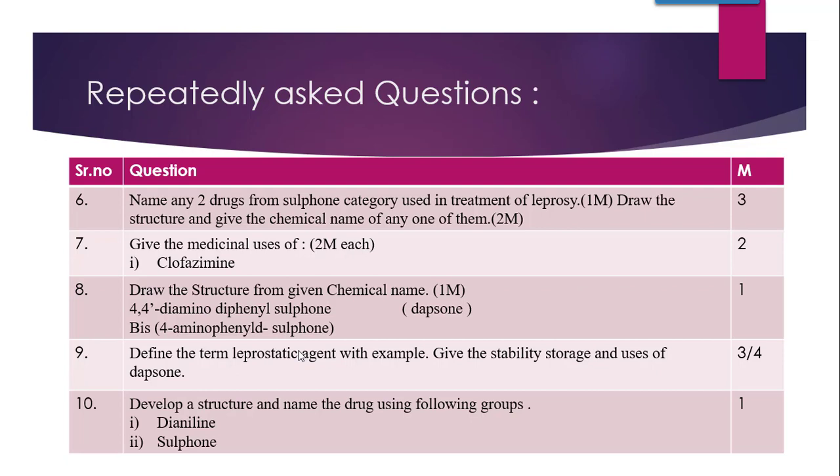Then the last question is: develop a structure and name the drug using the following groups. That means with the help of these groups, you are supposed to develop a structure and name that structure. The first group is dianiline moiety or dianiline group, and sulfone. Dianiline means 2 anilines, so it is phenyl and NH2, and sulfone is SO2. These features are of dapsone. Developing this structure and writing the name will carry 1 mark.